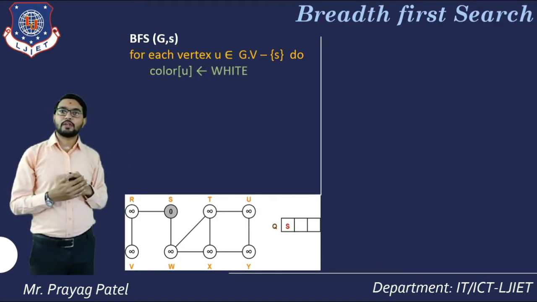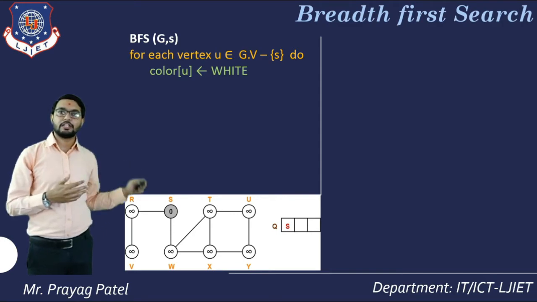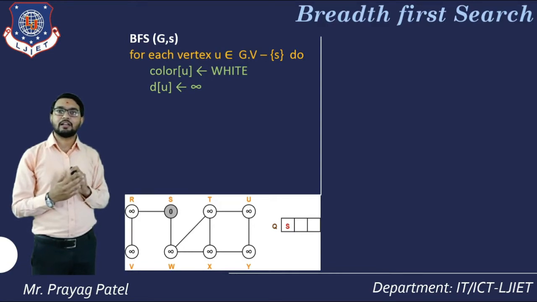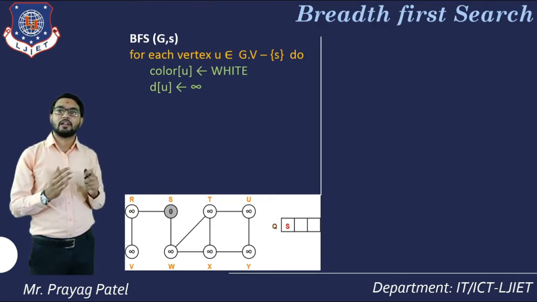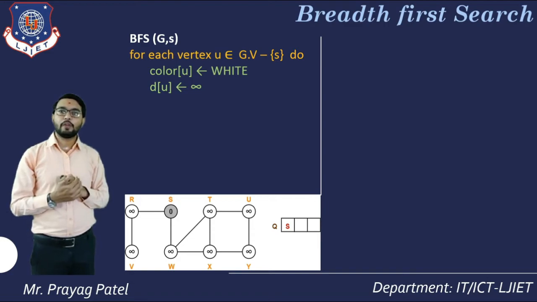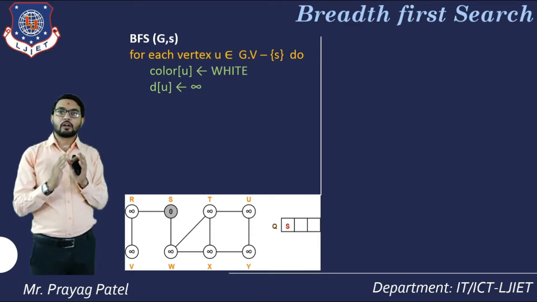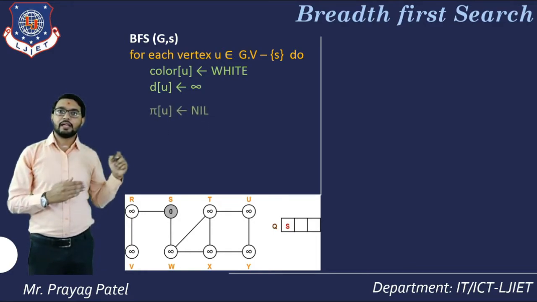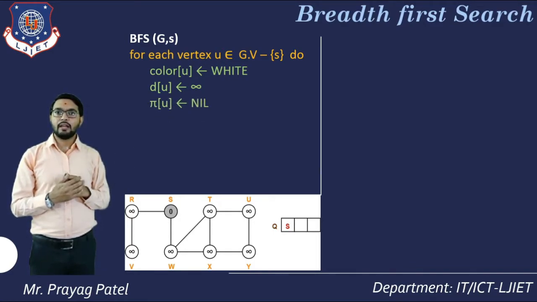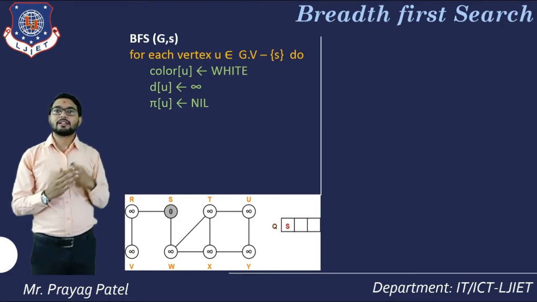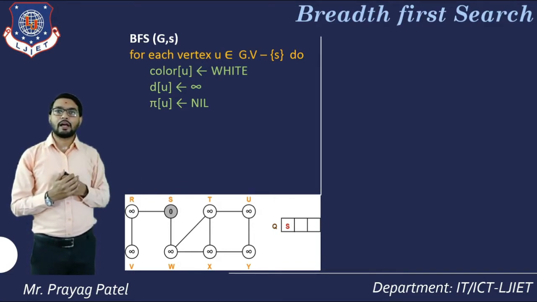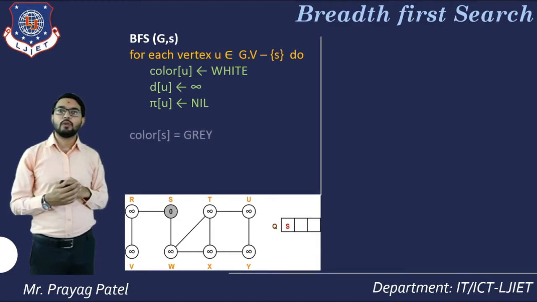So consider the next operation as color of U equal to white, because initially we consider every node's color equal to white, not only S, but all the remaining nodes as well. Then d of U equal to infinity, meaning the distance from your root node to the particular node is initially infinity. Then pi of U equal to nil, meaning the parent of your node is nil, because initially no node is in the tree. So initially no parent nodes are set, so pi of U equal to nil.